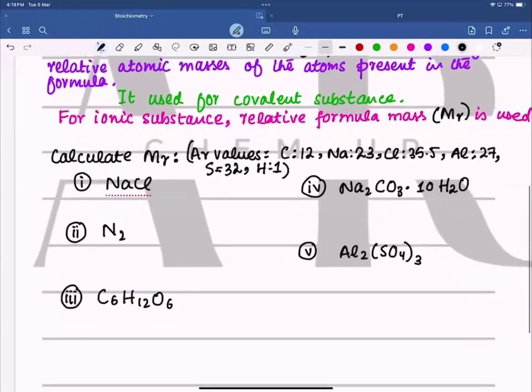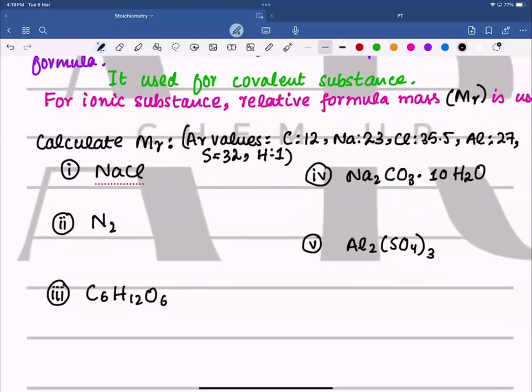So how many sodium atoms are there in sodium chloride in the first formula? 1 atom. And what is the AR of sodium? 23. Then how many chlorine are there? 1, plus 35.5. So you will add them. So it's 23 and 35.5. If you add them, you get 58.5.